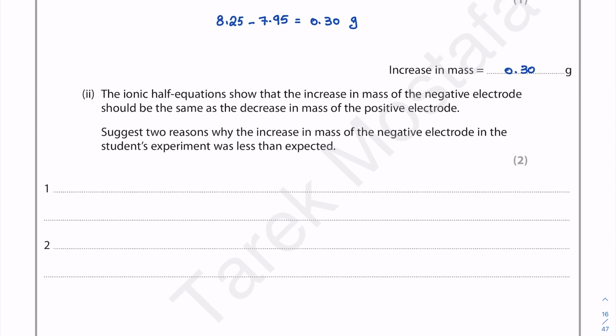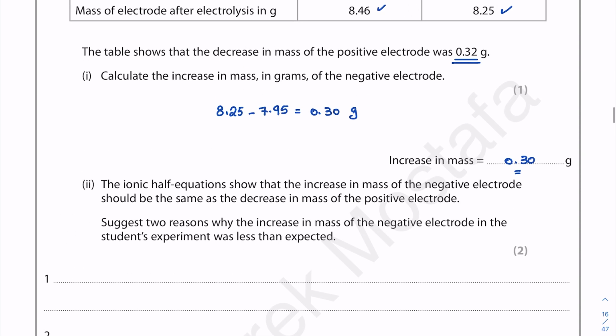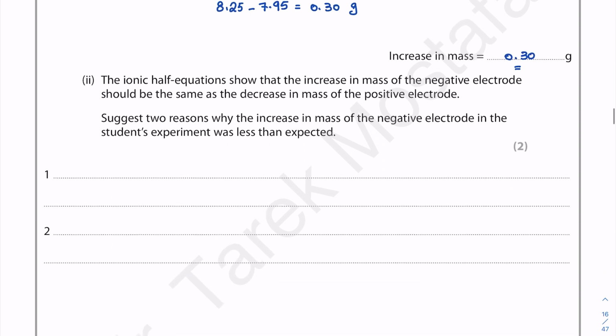Double I, the ionic half equations show that the increase in mass of the negative electrode should be the same as the decrease in mass of the positive electrode. Suggest two reasons why the increase in mass of the negative electrode in the student experiment was less than expected. يعني ليه 0.30 كان أقل من 0.32.